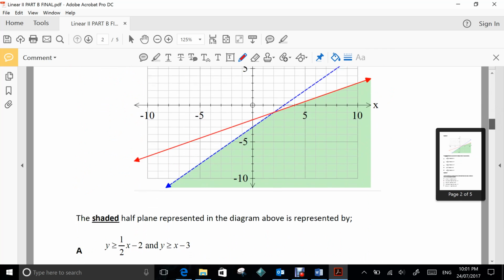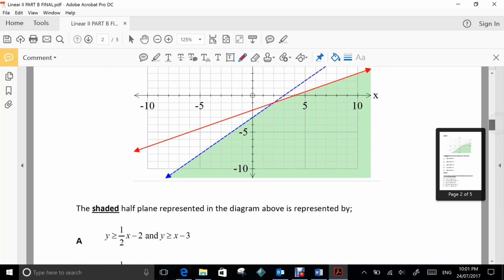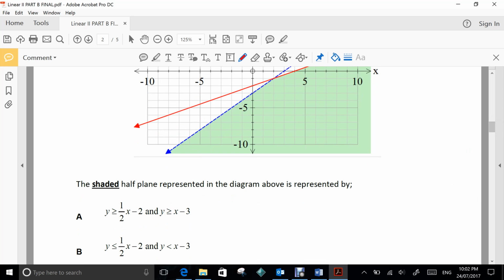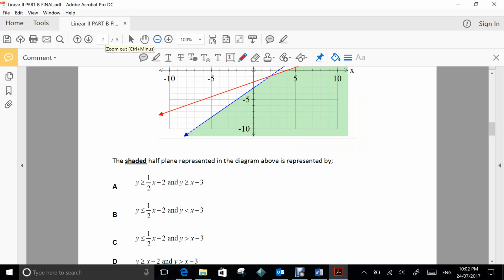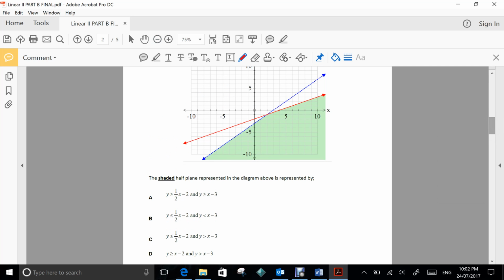Question 3 says the shaded half plane represented in the diagram above is represented by, and this is one of those ones similar to the last paper where we can play the game of what are these two rules. So the first rule, the solid line rule, has a y-intercept of negative 2, so y equals, and a gradient of a half. For every step across, we go up by just half a unit, so 2 steps across is up by 1 unit.